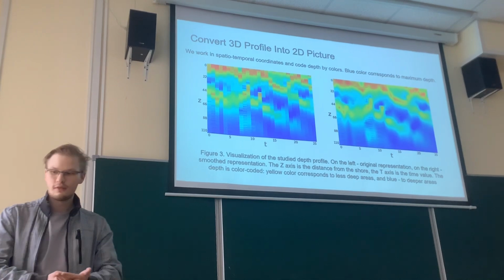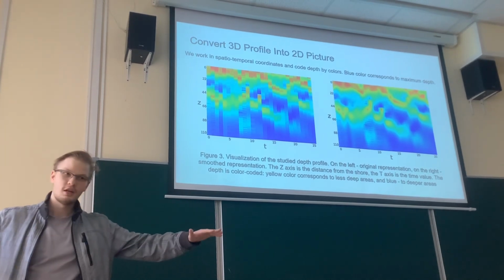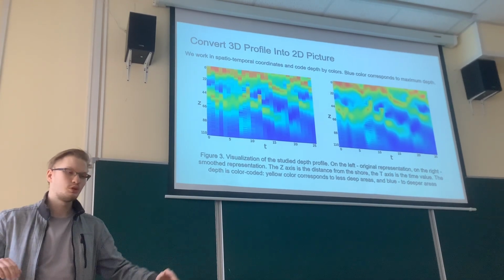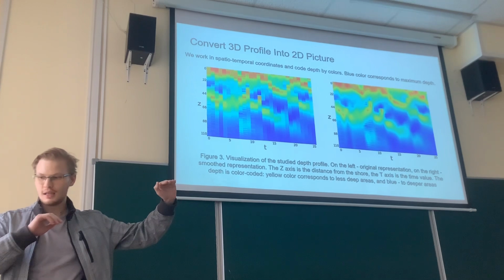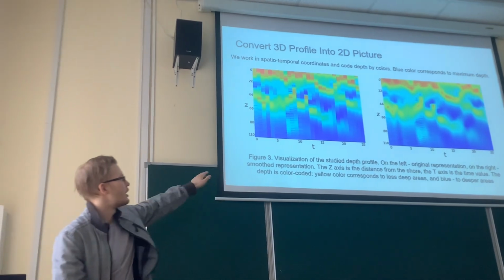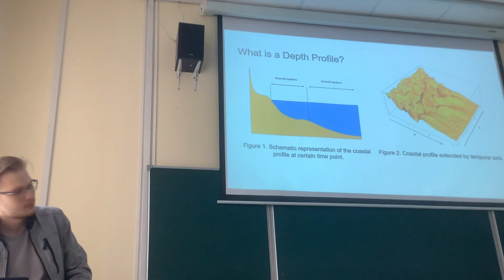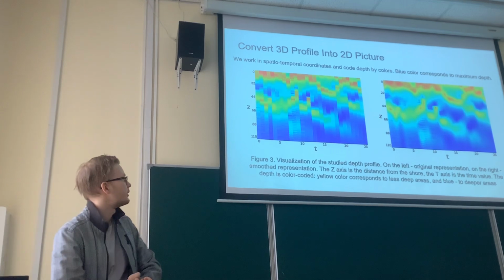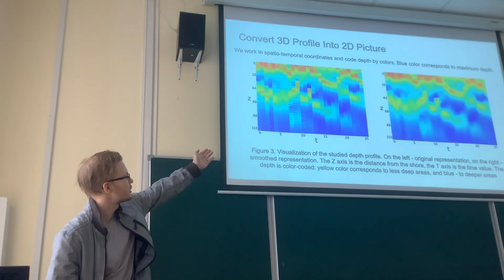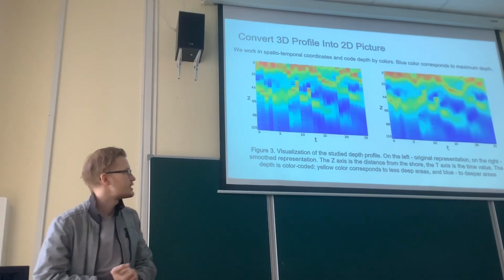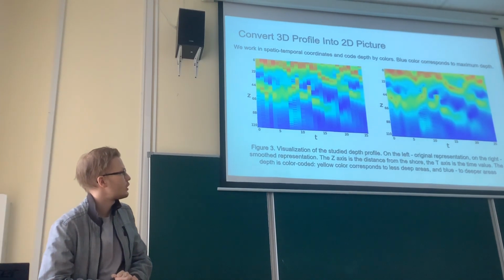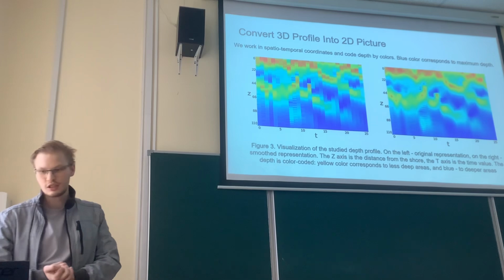So what did I decide to do? I decided to convert a depth map into a two-dimensional picture and to code a depth level by the color of a pixel. On the left side we can see the same profile in a two-dimensional representation, its original representation, and on the right side we can see a smoothed representation that is much easier for humans to understand.